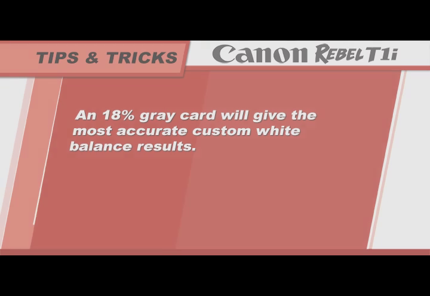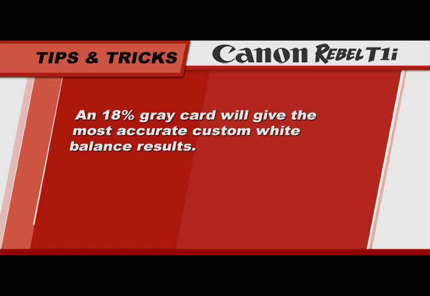This is done by taking a picture of a white card or object and then selecting the image for the camera's electronics to reference. An 18% gray card, which can be purchased at your local camera store, will give you the most accurate results. You can also use a white card, an object like a shirt, or a piece of paper to achieve similar results.